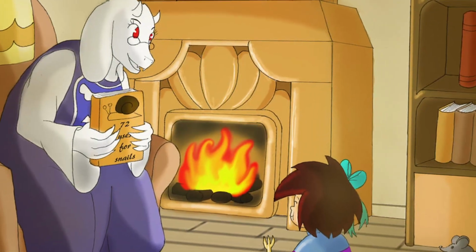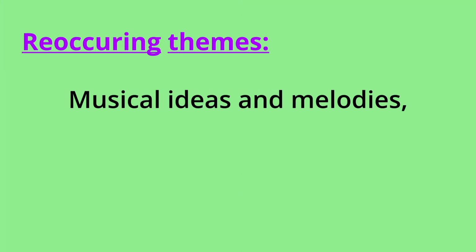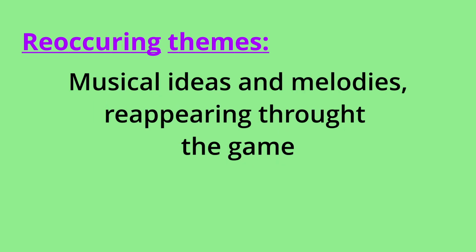Whilst I could go through the game scene by scene, it would take forever and probably be quite dull for you, the viewer. So I'm going to use the A section of Once Upon a Time to summarise the OST. As mentioned previously, it plays 12 times throughout, and I'm going to be taking a look at 3 different examples, starting with Home. In my opinion, one of the things that makes Undertale's soundtrack so great is reoccurring themes. By this I mean musical ideas and melodies reappearing throughout the game.